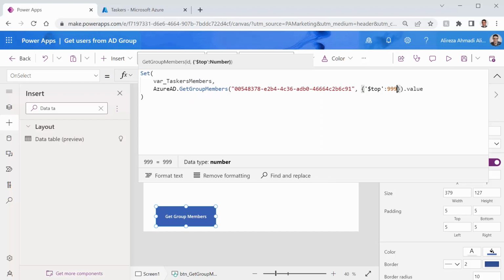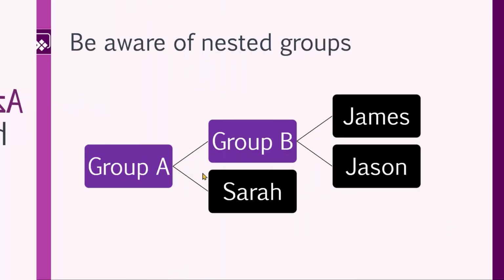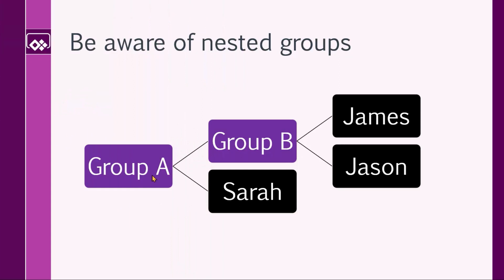But that's not the only reason. GetGroupMembers doesn't really evaluate the user membership. It goes, finds this Active Directory group, and returns whatever is directly inside it. What does that mean? Let's say you have an AD group called Group A, and under Group A, you have Group B. Under Group A, you also have Sarah, but under Group B, you have James and Jason. If you are using GetGroupMembers for Group A, it returns Group B and Sarah. It doesn't return James and Jason.